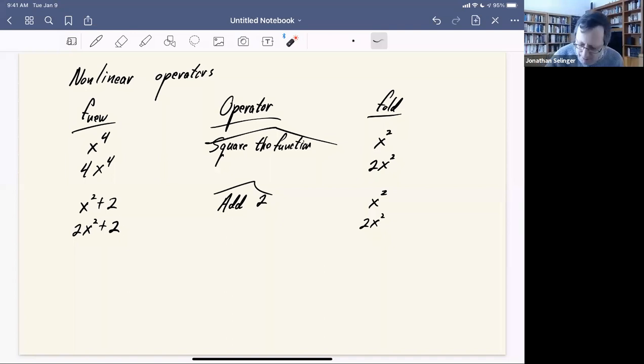Now, in quantum mechanics, we always work with linear operators.